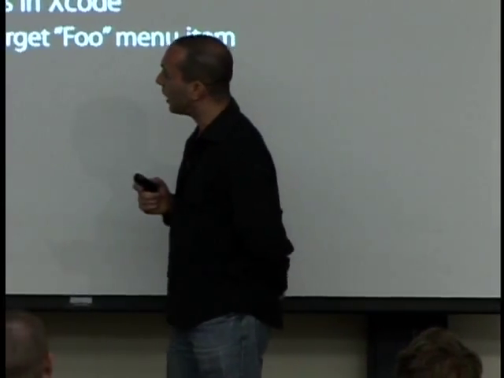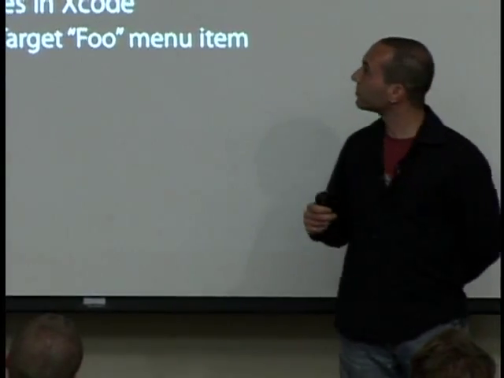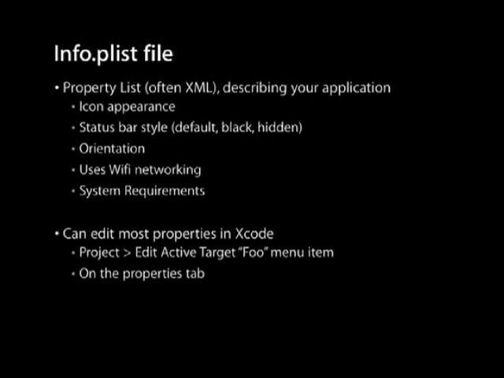Now, if you remember from the anatomy, there's resources, there's nibs, there's code, and then there's the info.plist file. This is your application configuration file. It specifies things like the appearance of the icon, the orientation of the app. Is it landscape or is it portrait? What does the status bar look like? Status bar is, of course, the bar at the top of the screen that has the time. Does the app use Wi-Fi? It's just a nice hint to the system to help get things initialized. And system requirements. So if your app only runs on the iPhone, for example, that's something you would put in your info.plist file. And all of the keys that you specify in here are defined in the headers as well, so I would take a look at that.